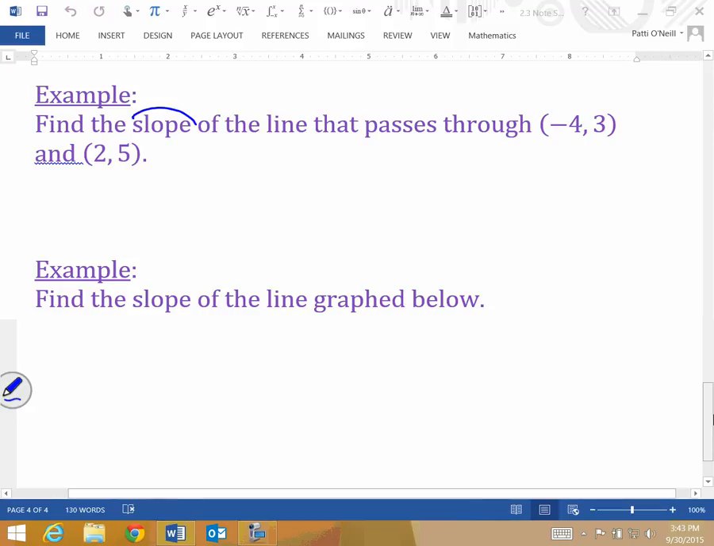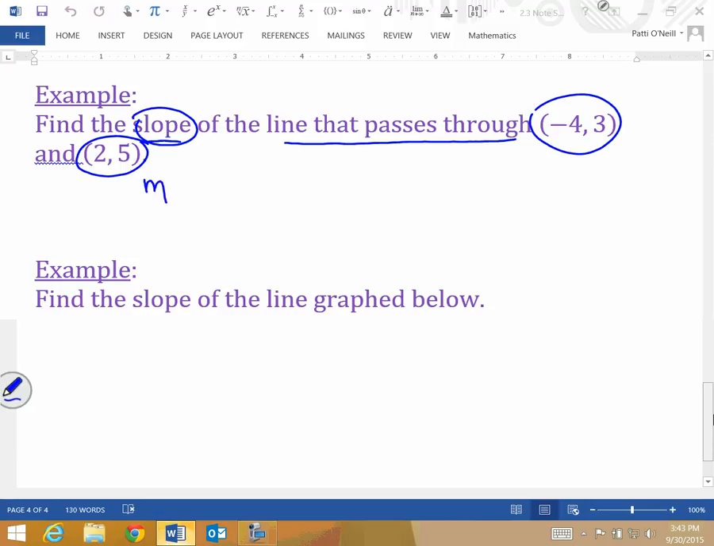But when I ask about slope, we're actually just looking at the change in the y coordinates over the change in the x coordinates for a function. So I'm asking you in this case to find the slope of the line that passes through 2 points. One is (-4, 3) and one is (2, 5). So we know the formula for slope: m equals y sub 2 minus y sub 1 over x sub 2 minus x sub 1.